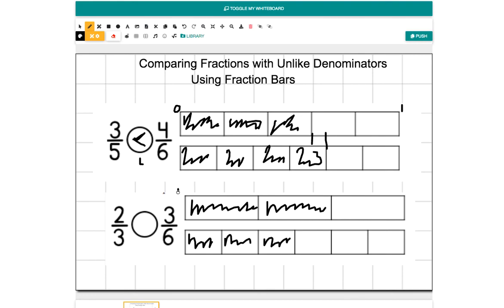And remember, this is kind of like a number line. So this would be 0. This would be 1. I can see that 2/3 is closer to the 1. It ends right here. And 3/6 ends here. So 2/3 is going to be greater than 3/6 since it's longer. So greater than. And that's how we use our fraction bars. It's a visual way to see which one has longer bars when they're next to each other. If you have any questions, please let us know.